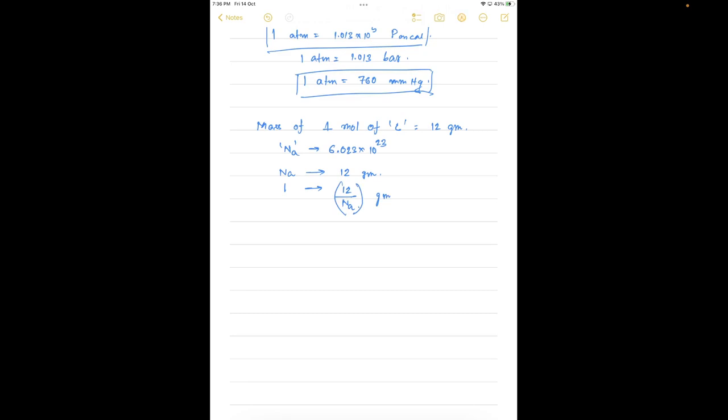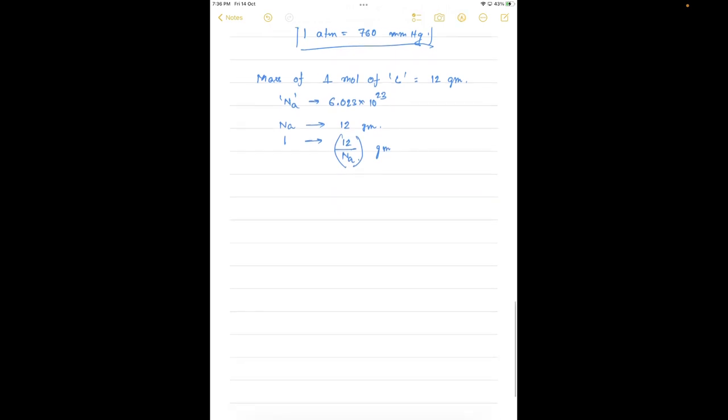So you have to just divide with the Avogadro number, which is 6.023 times 10 to the power 23, to get the mass of a single atom. Now to convert it to kg, 1 gram equals 10 to the power minus 3 kg. So that means 12 divided by Na times 10 to the power minus 3 kg.